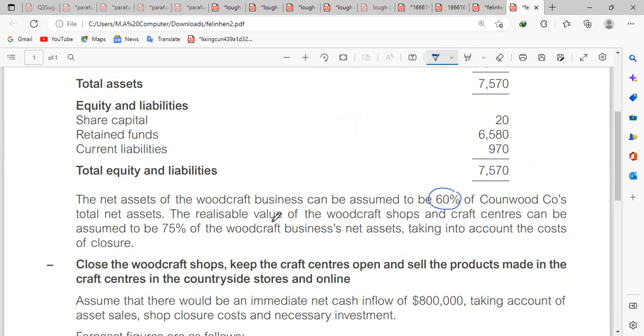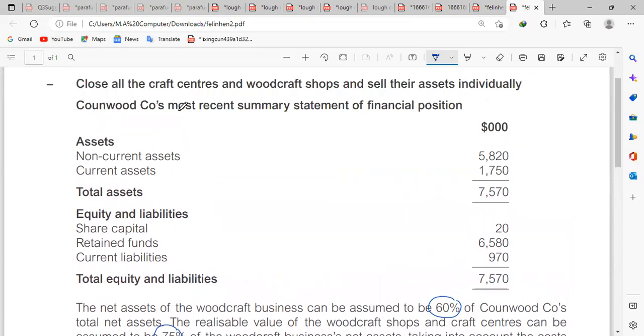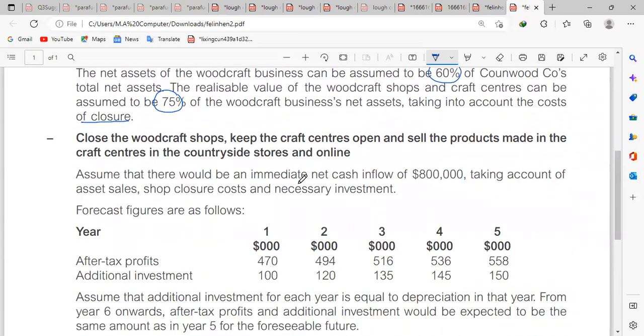The realizable value of the woodcraft shops and the craft centers can be assumed to be 75% of the woodcraft business net assets, taking into account the cost of the collier. Now, this is the criteria when you are going to close all craft centers and woodcraft shops and sell their assets individually. What is the second criteria? Close the woodcraft shops, keep the centers open, and sell the products made in the craft centers. So this was the second criteria.